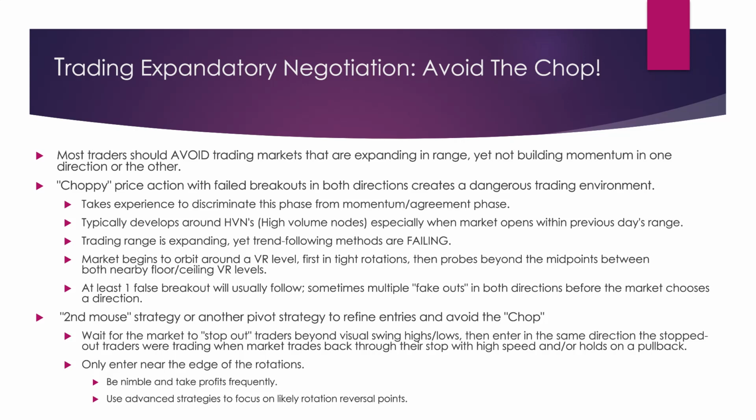And it happens a lot when we open in the same range as the previous day. So if we close at 100, and now we open the next day at 95 or 98, the chances of expansionary negotiation are higher. And you're going to do it probably around the VPOC or a Voodoo range near the VPOC.